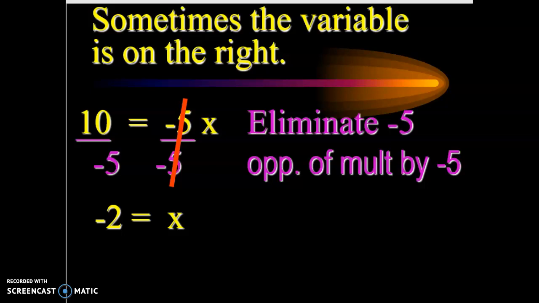You find where the x is. I want the x by itself, always. So in this example, we've got 10 equals negative 5x. I want to get rid of that times negative 5 on the x, so I divide both sides by negative 5. When you end up, though, you get negative 2 equals x, which is the same thing as x equals negative 2.